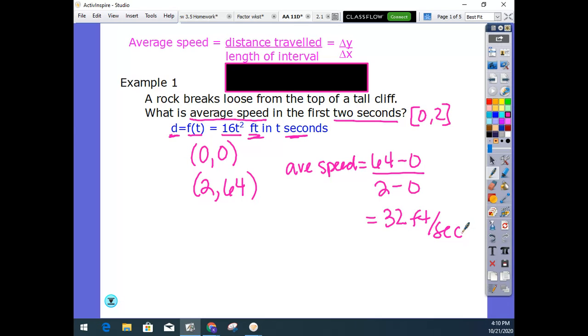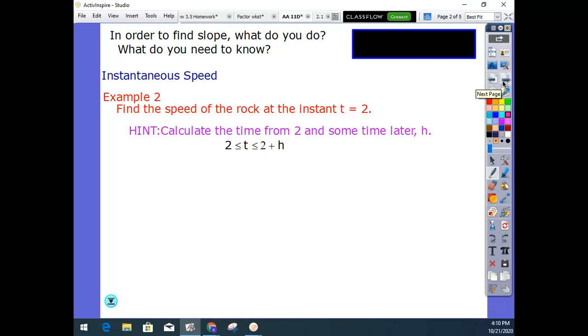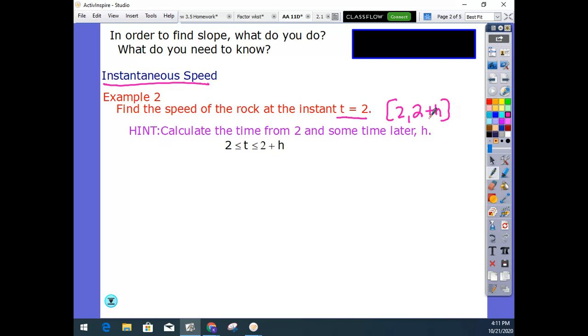So between 0 and 2 seconds, I averaged a speed of 32 feet per second. But now let's go to instantaneous speed. How fast is it going at exactly 2 seconds? So it's easy to find it if I'm going in an interval. So what we're going to do is we're going to start at 2 and then I'm going to go sometime after 2. Let's say h amount past 2.